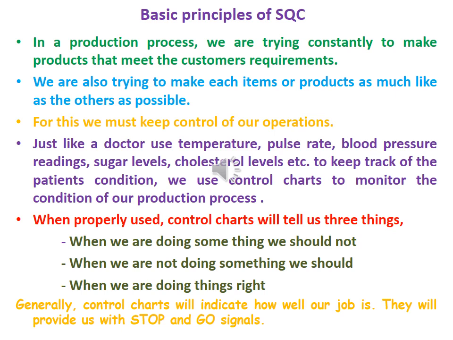When properly used, control charts will tell us three things: when we are doing something we should not, when we are not doing something we should, and when we are doing things right. Generally, control charts will indicate how well our job is going. They will provide us with stop and go signals. These are the basic principles of statistical quality control.